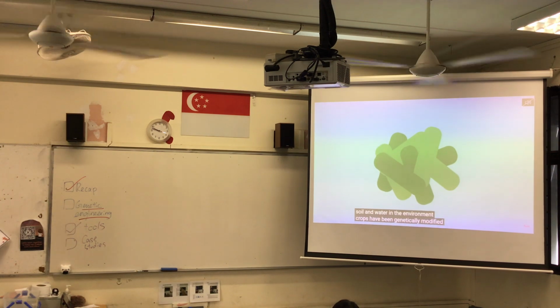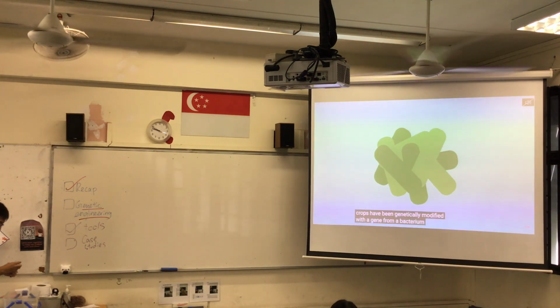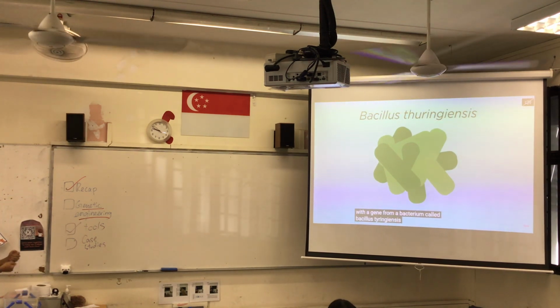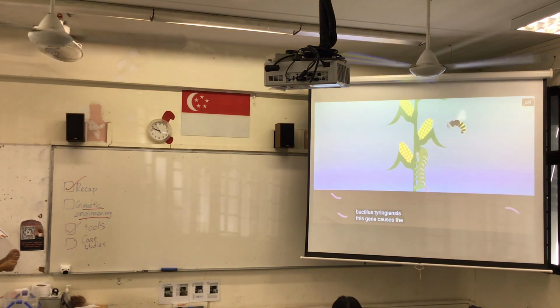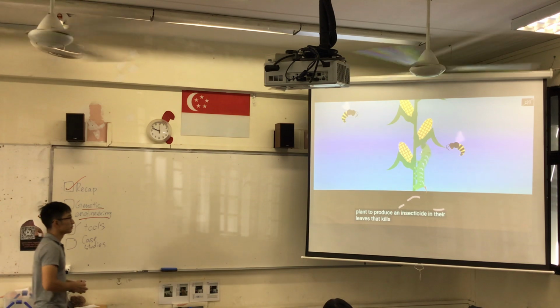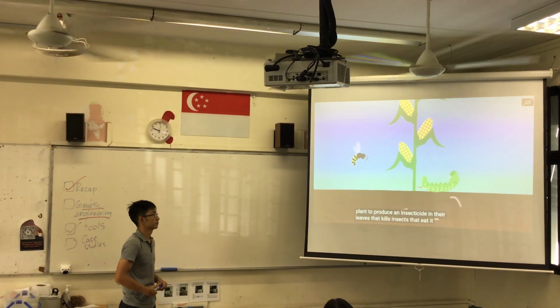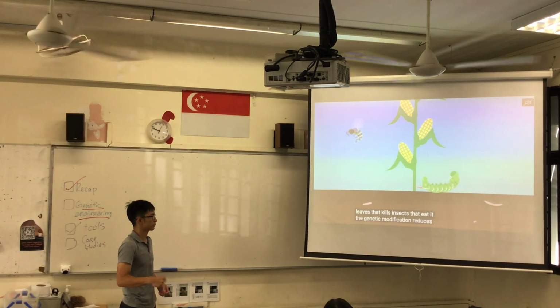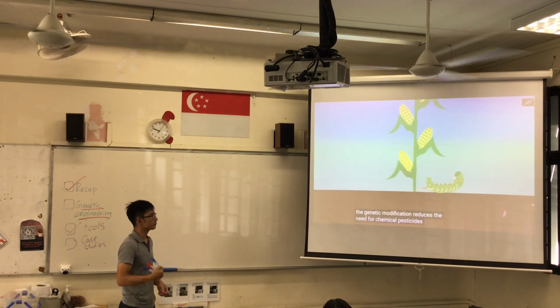Crops have been genetically modified with a gene from a bacteria called Bacillus thuringiensis. This gene causes the cells of the crop plant to produce an insecticide in their leaves that kills insects that eat it. The genetic modification reduces the need for chemical pesticides.